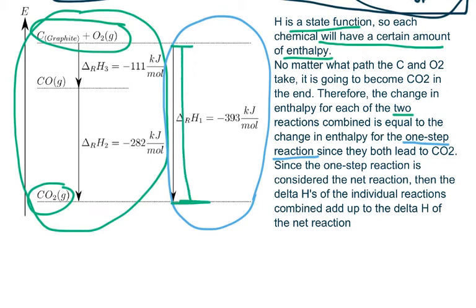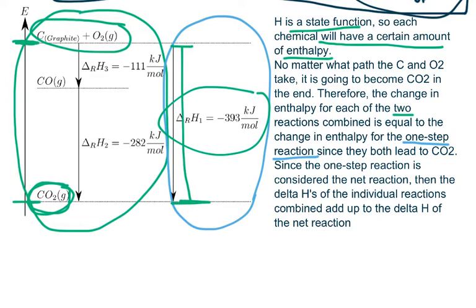According to this diagram, the CO2 is placed with less energy while the C and O2 are placed with a higher amount of energy. So this difference, this gap between enthalpy, is going to stay constant. This difference in enthalpy is the same between the C and the O2, no matter what path the C and the O2 take to get to CO2.